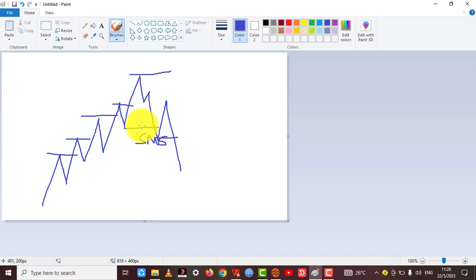This is also called a change of character, but we're going to talk about that more when we're looking at order blocks in the video that follows. So price then comes back as a correction, impulse, breaks the structure, comes back for the correction, impulse, breaks the structure. So that's the formation of the A.